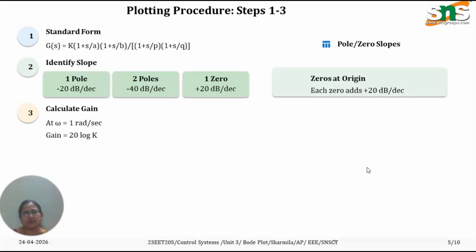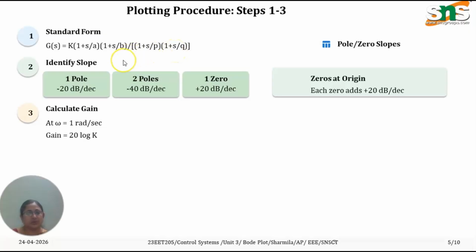Now the plotting procedure, steps 1 to 3. The first one is the standard form, that is, convert to standard form. Express our transfer function as G(s) = K(1 + s/a)(1 + s/b) divided by (1 + s/p)(1 + s/q).